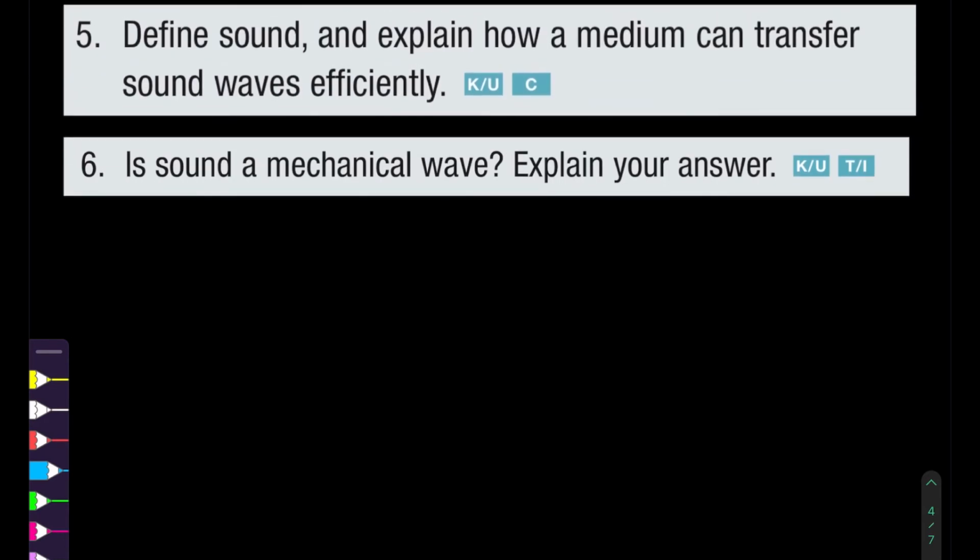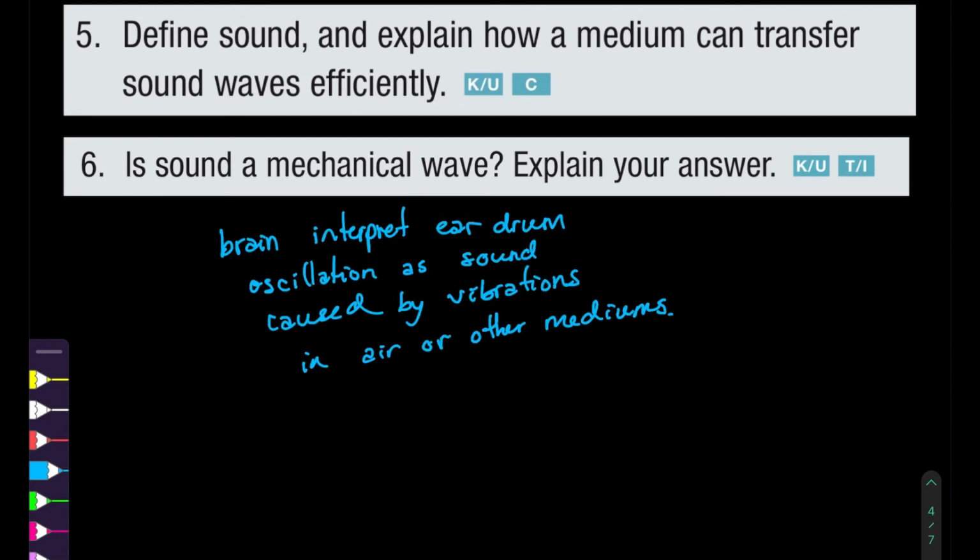Now questions 5 and 6 I put together because they're very related to one another. They want us to define sound and explain how a medium can transfer sound waves efficiently. So we could say air, or it could be other mediums, because you could also put your ear right next to a metal and then you could hear the sound. So it could be produced by more than just air particles. And how can sound waves transfer energy efficiently?